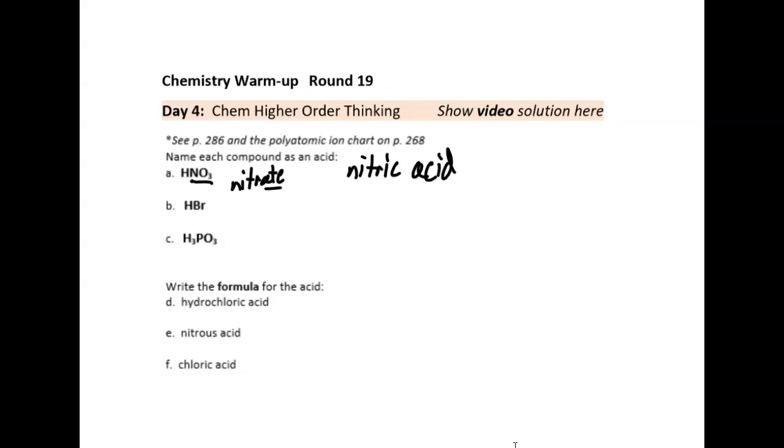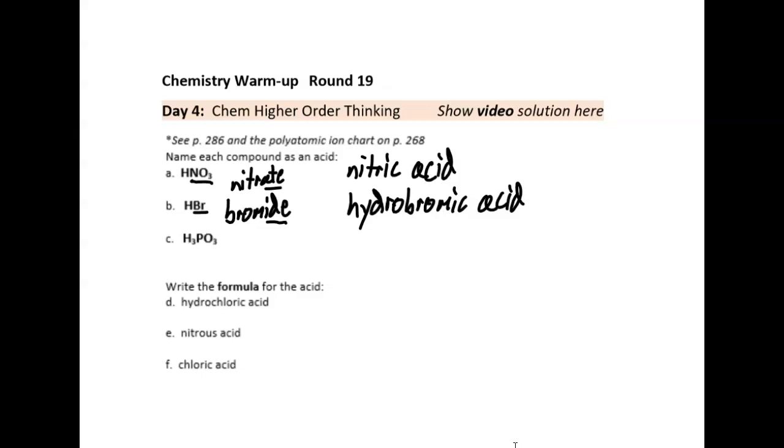Question B. This acid contains hydrogen and bromide. Bromide is an anion ending in ide. We have our 3 acid rules. Pick the rule that tells you what to do when the anion ends in ide. That rule says when an acid has an anion ending in ide, the name of the acid begins with hydro and ends with ic. Hydrobromic acid.